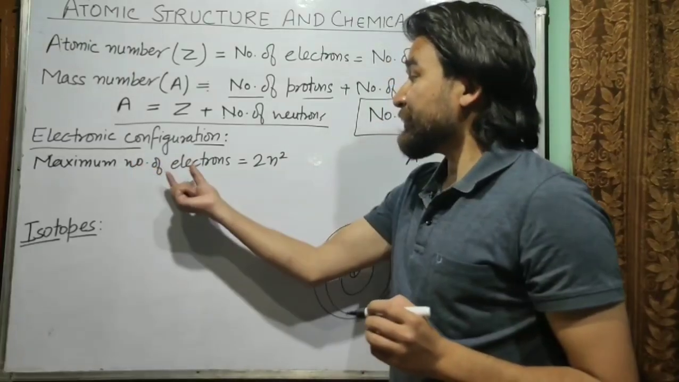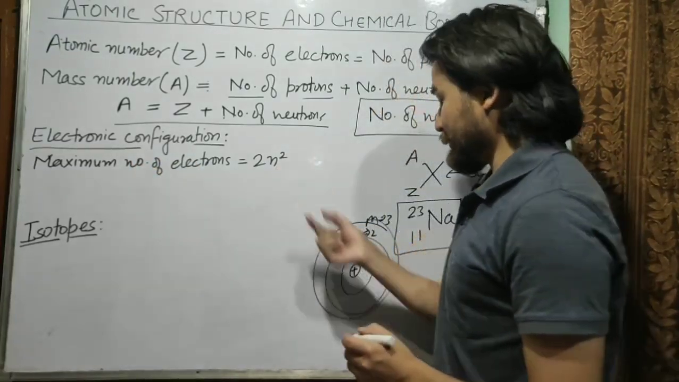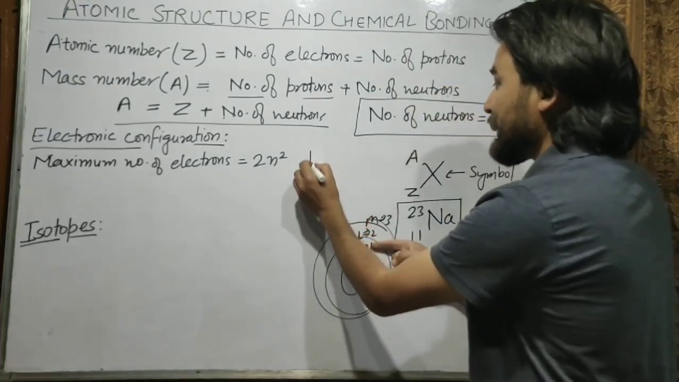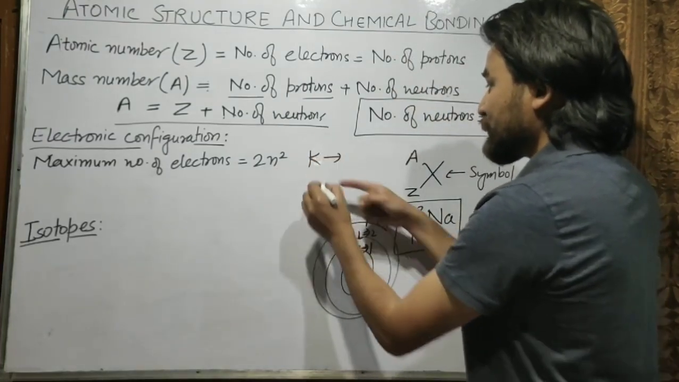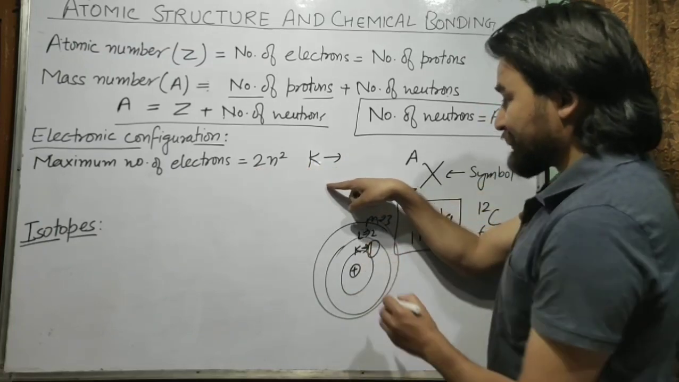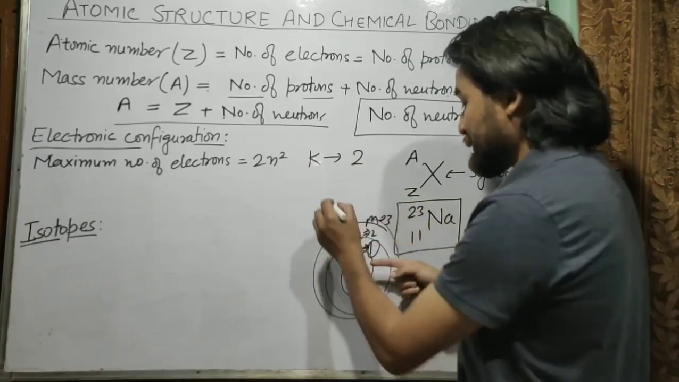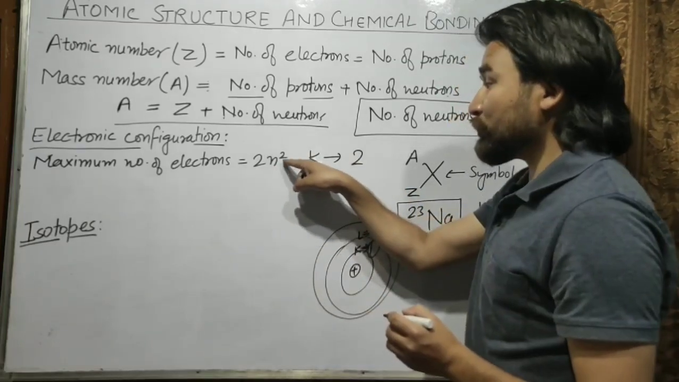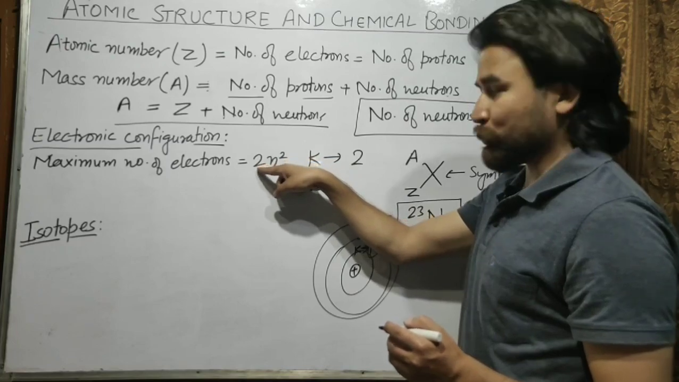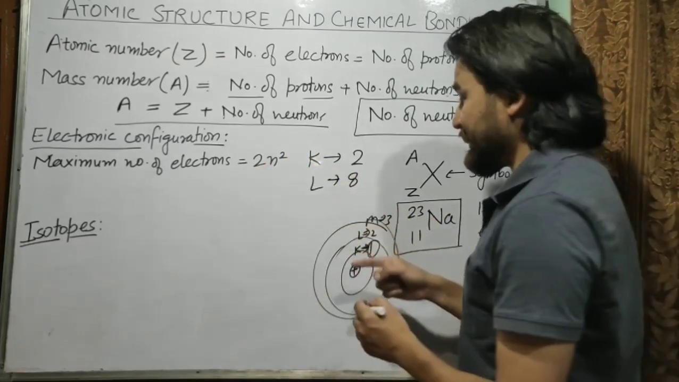Remember, the maximum number of electrons in any shell is equal to 2n squared. So for the first shell, K, what will be the formula? 2 into 1 squared, because for K the shell number is 1. So in K shell, the maximum number of electrons is 2. Similarly in L, that is 2 into 2 squared. 2 squared is 4, into 2, that is 8. So in L, the maximum number of electrons is 8.